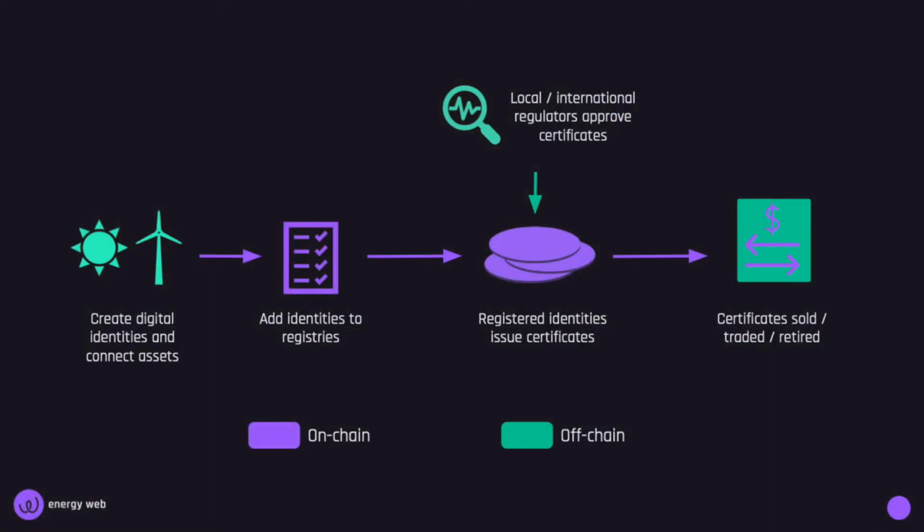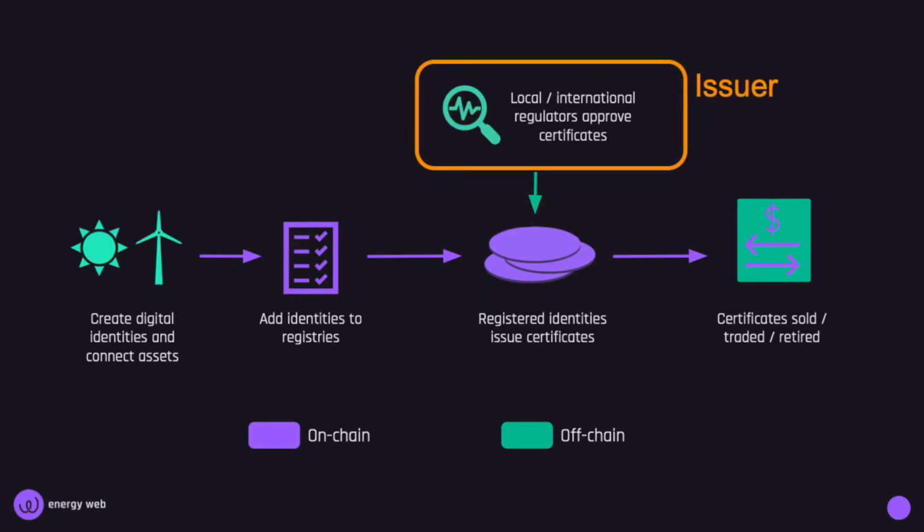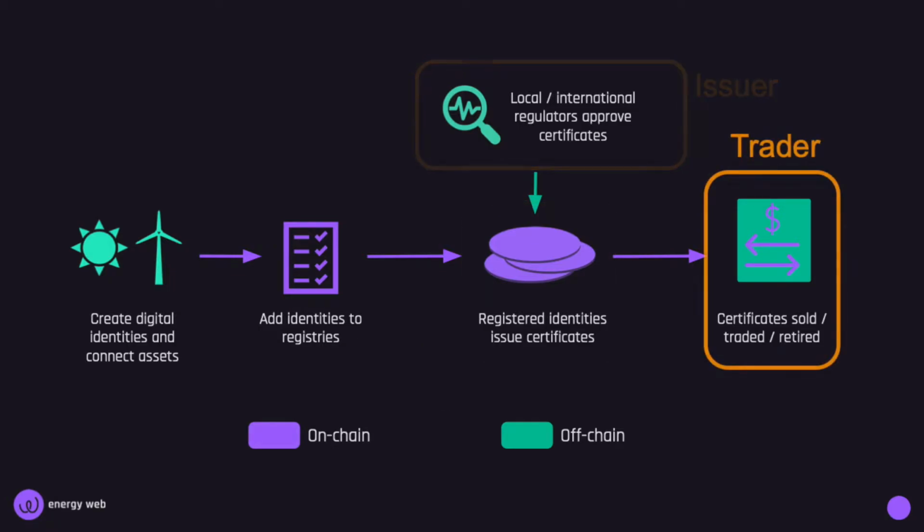During this demo, we will walk through the full life cycle of an energy attribute certificate, from meter read to when it's purchased and claimed. The three identities involved in this lifecycle are the energy device manager who posts their certificates for sale, the issuer who provides regulatory oversight, and the trader who purchases and claims certificates.